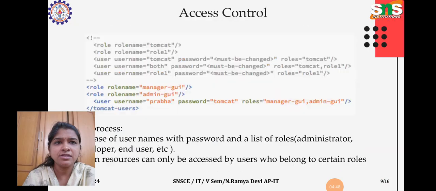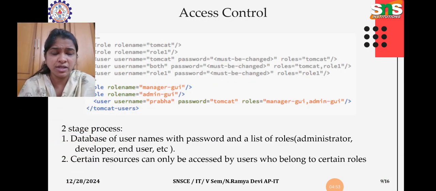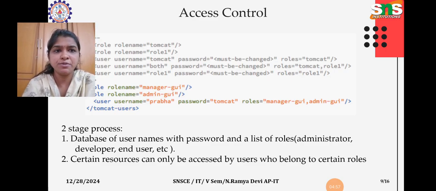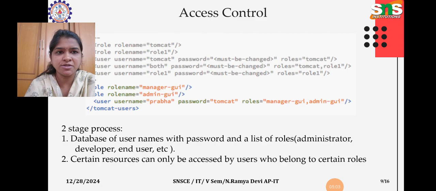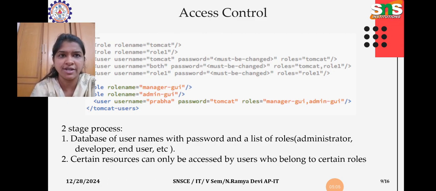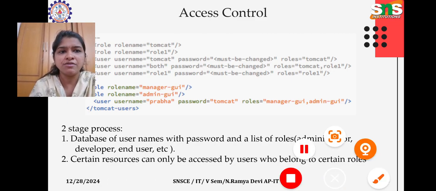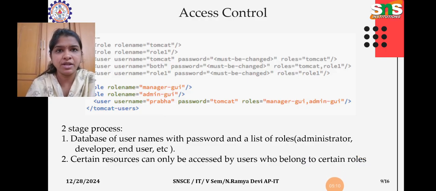And next is access control, which has a two-stage process. The first is a database of usernames with passwords and a list of roles like administrator, developer, and end user. Certain resources can only be accessed by users who belong to certain roles. And these are all the server components available in the web server.